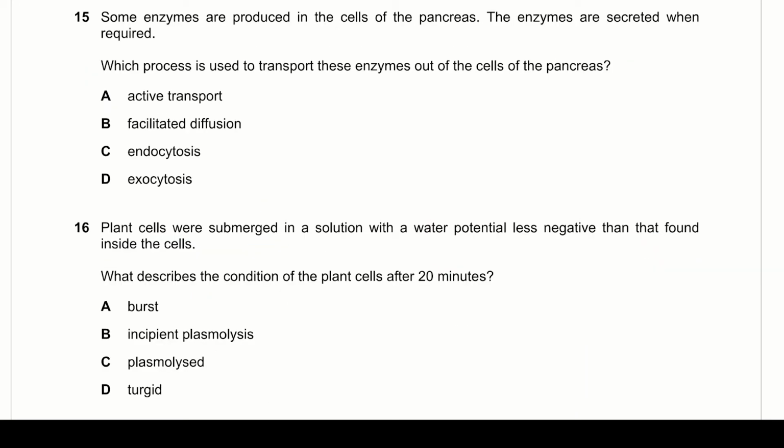15. Some enzymes are produced in the cells of the pancreas. The enzymes are secreted when required. If they say here the enzymes are secreted when required, this means when a stimulus causes ligands to be released, coming back to the cell signaling process that we discussed in the last question. Which process is used to transport these enzymes out of the cells of the pancreas? Here it says secreted. Secreted means in a vesicle. The only choice we have here is definitely going to be exocytosis, because it also says when required, during only a stimulus. So the answer is going to be D.